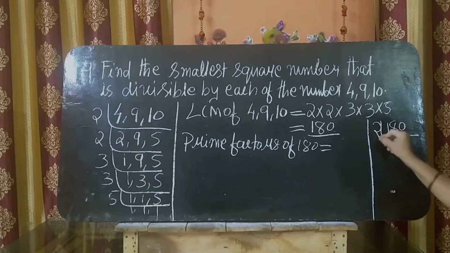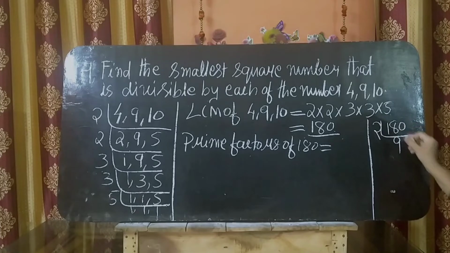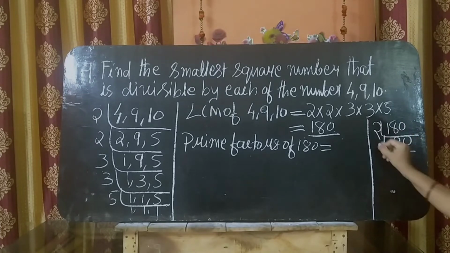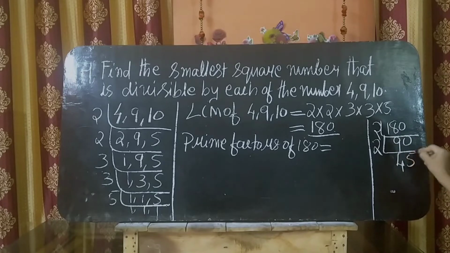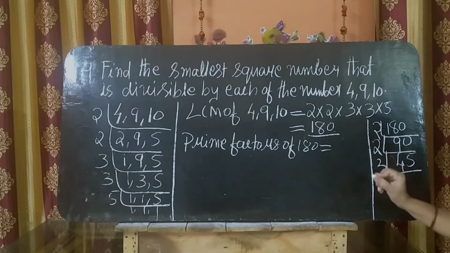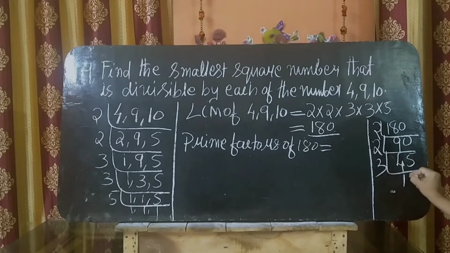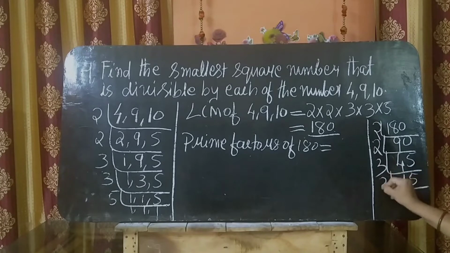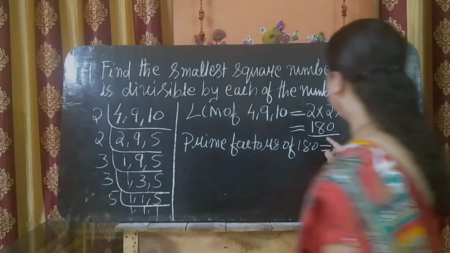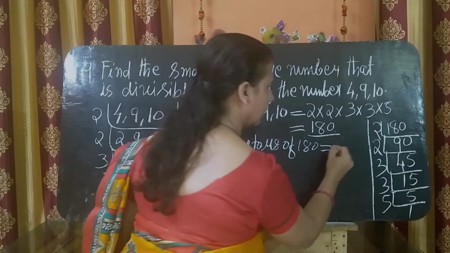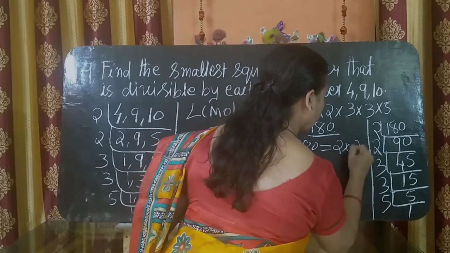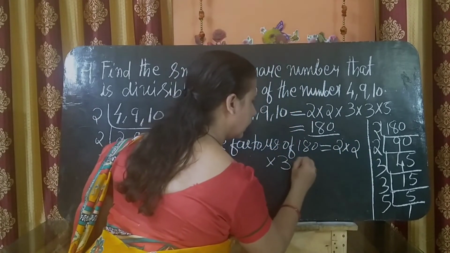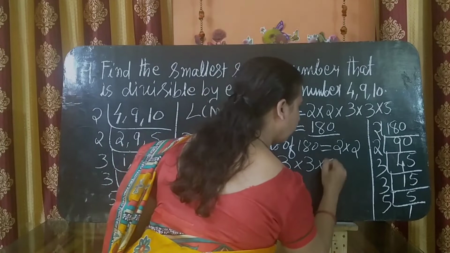Here the factor is 2. 9 2s are 18, 0 take down. Then 2, 4 2s are 8, 5 2s are 10. Then take factor 3. 1 3 is 3, 5 3s are 15. Then factor 5, 1 into 5, 5. Prime factors of 180 are 2 into 2 into 3 into 3 into 5.